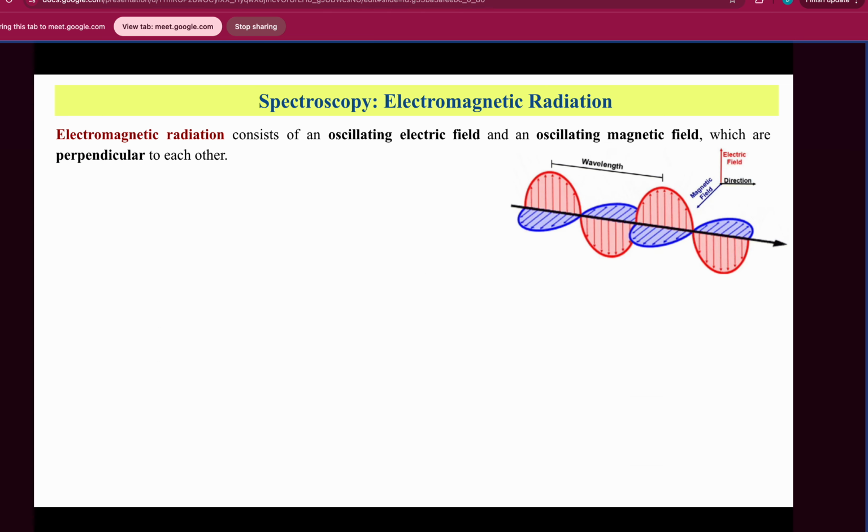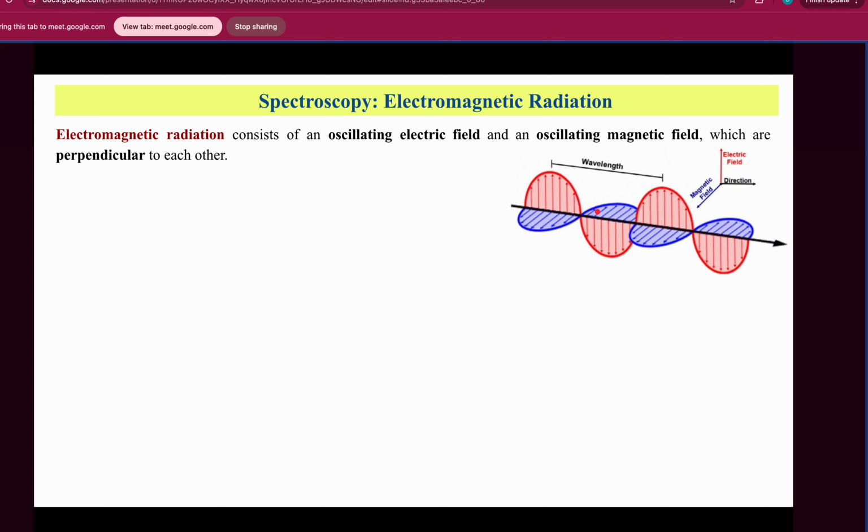Okay, so now we'll also look into electromagnetic radiation. What do we mean by electromagnetic radiation? Why do we say electromagnetic? Because it is made up of two components: one is an oscillating electric field and the other is an oscillating magnetic field. Both of these fields are perpendicular to each other. In this case, the electric field is represented by these red waves and the magnetic field is represented by these purple waves.